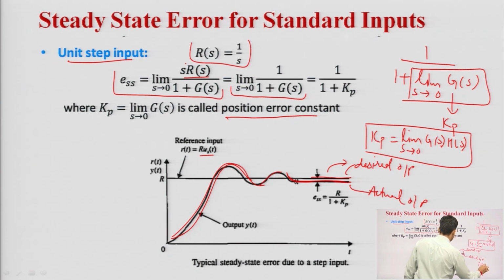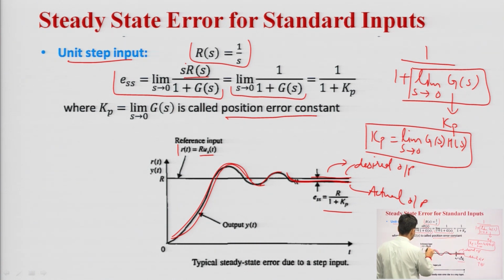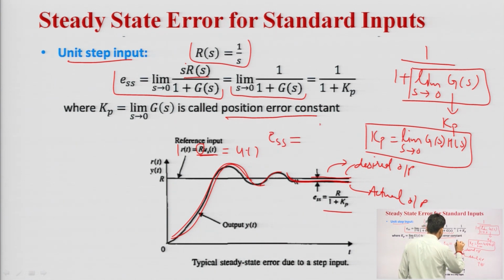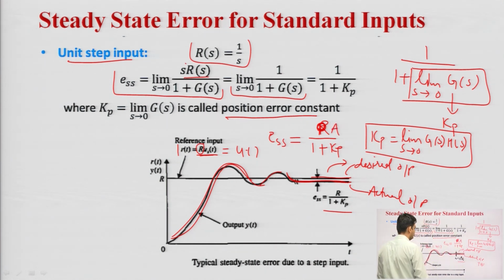So, in this case e_ss equals R over 1 plus K_p. If you assume any input here, if the reference input R(t) has a certain amplitude, then it will come here. If the amplitude is unity, then e_ss equals 1 over 1 plus K_p, otherwise you will get a certain amplitude R. To avoid confusion, you can assume A as the amplitude in the numerator. Okay. So, this is the steady state error for step input.